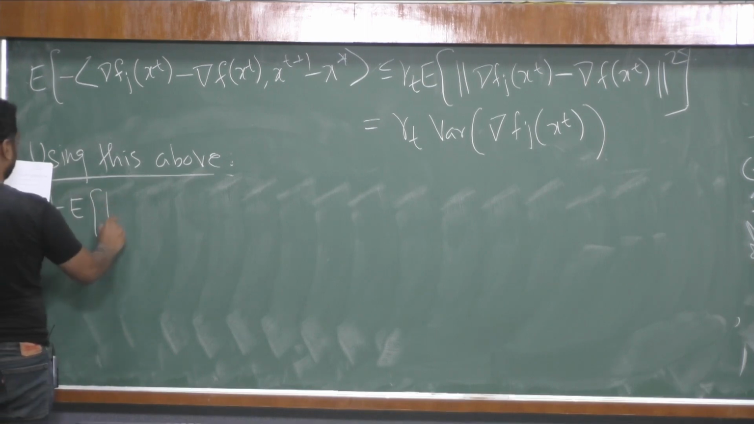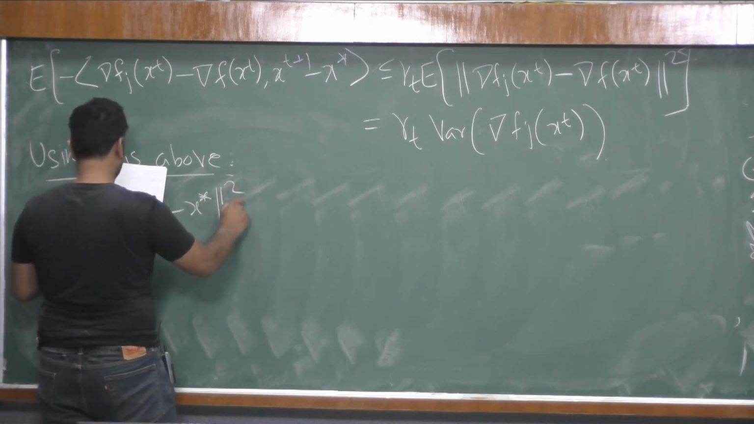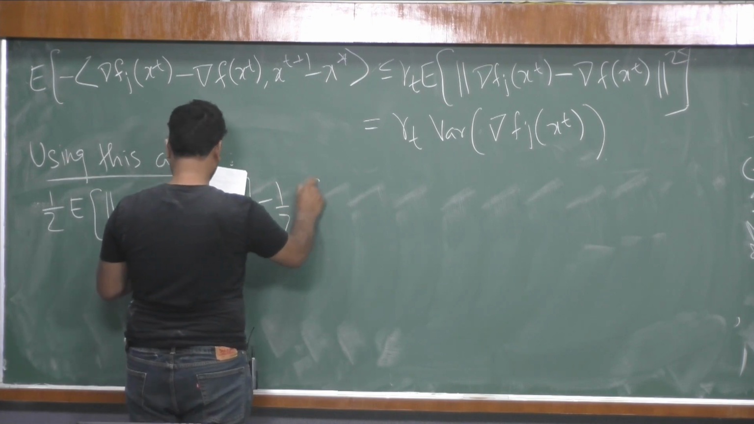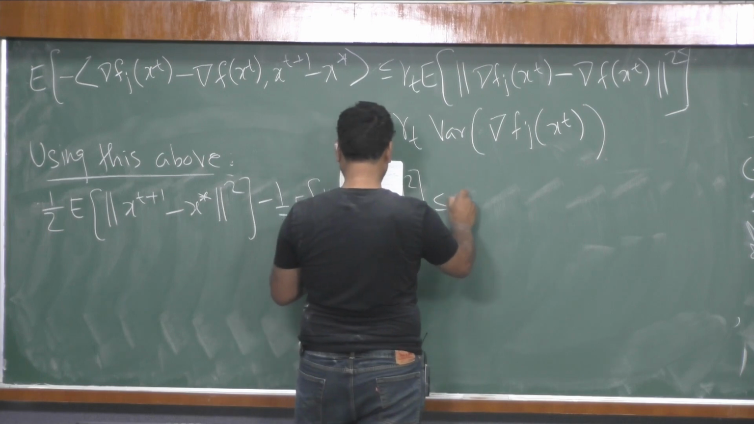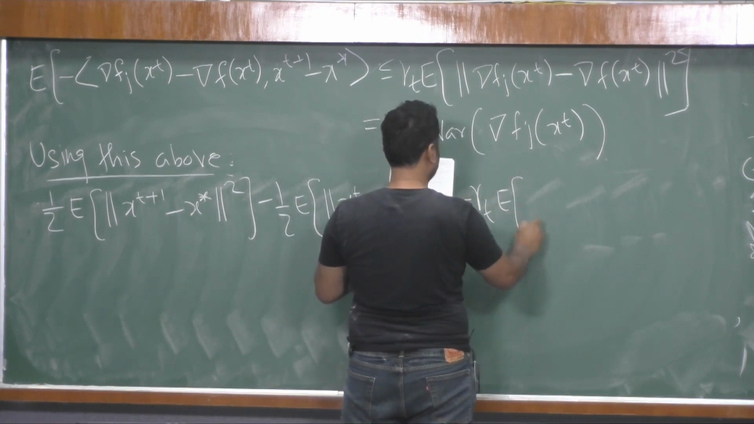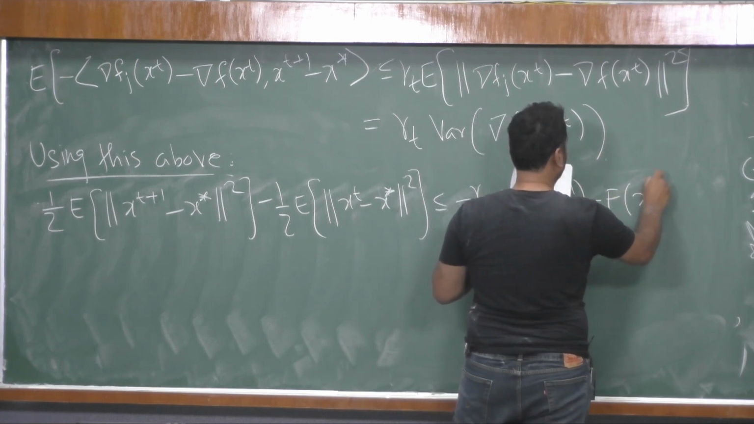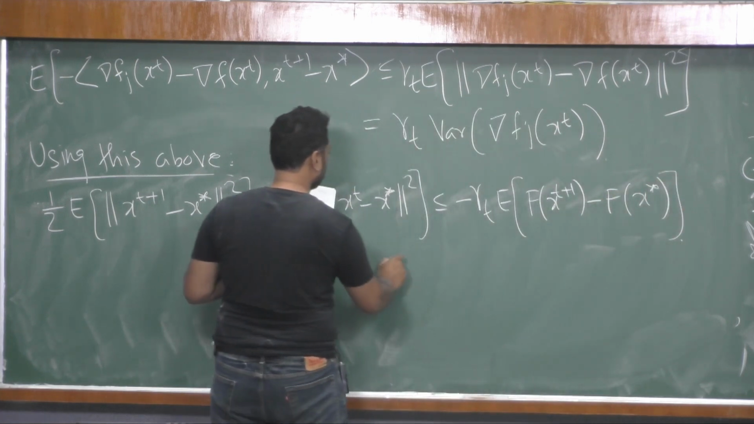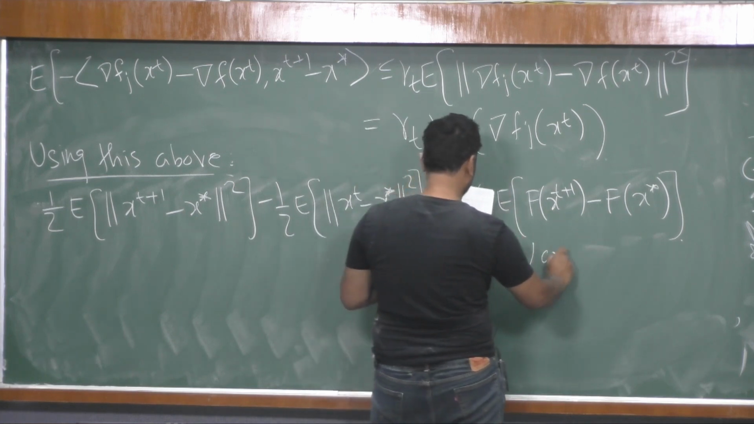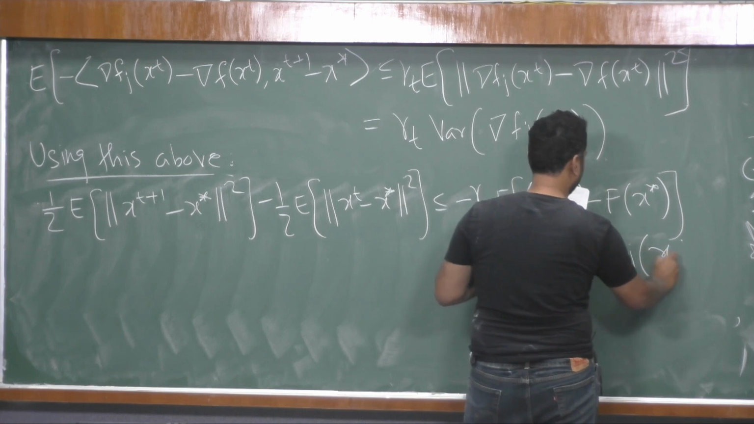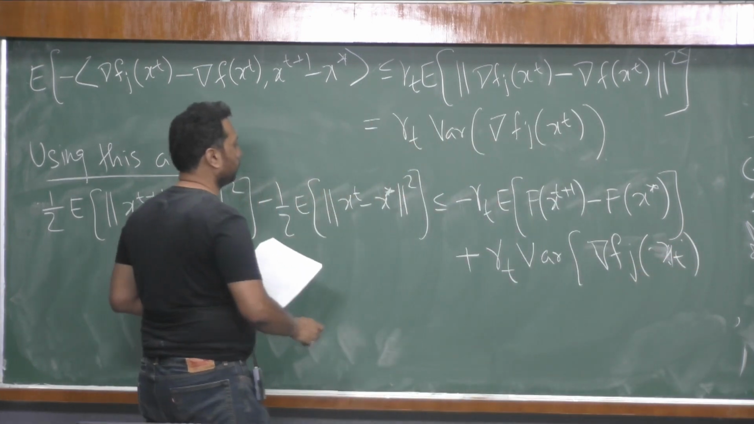expectation of norm of xt plus 1 minus x star squared minus half of expectation of norm of xt minus x star whole squared is less than or equal to minus gamma t expectation of f of xt plus 1 minus f of x star, and plus this last term that we have, gamma t variance of grad f j xt, right?